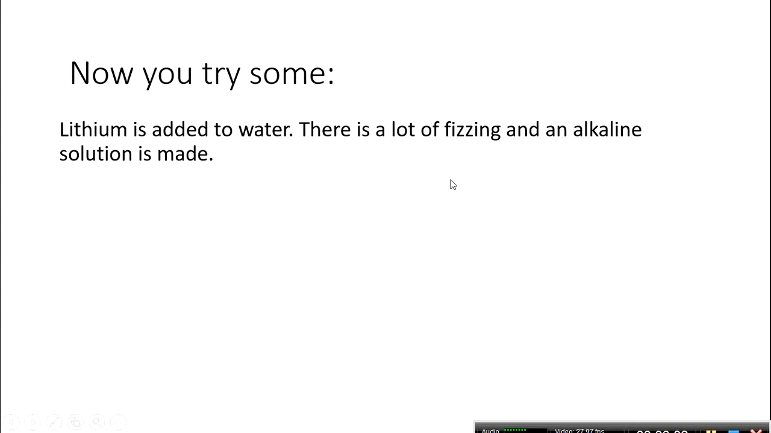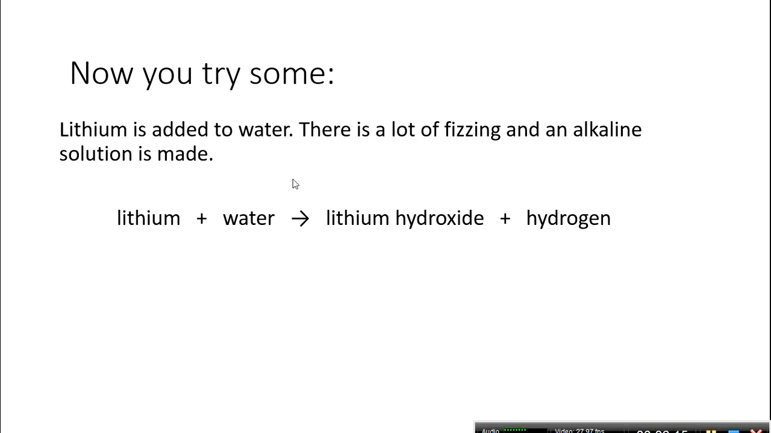Lithium is added to water. So these are our 2 reactants. It says there's a lot of fizzing, so gas must be given off, and an alkaline solution is made. Hopefully you know from your group 1 metal reactions that lithium plus water makes lithium hydroxide. That's our alkaline solution. And the fizzing is hydrogen gas. If you didn't know that, you need to go back and revise your group 1 metal reactions.